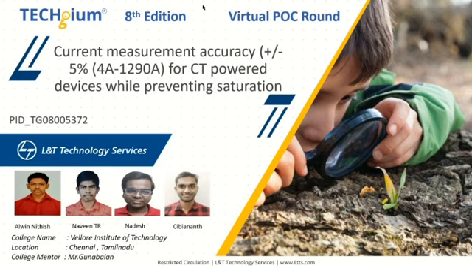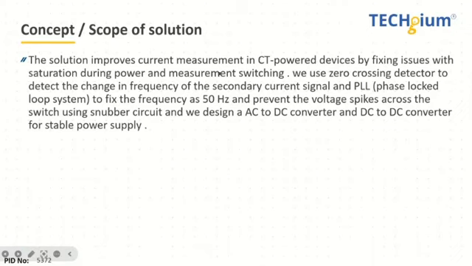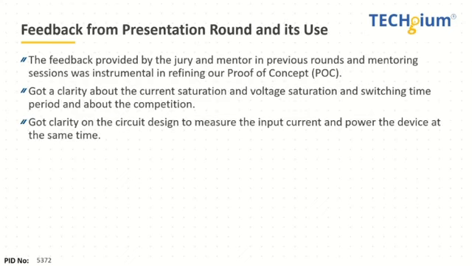We take the problem statement of current measurement accuracy for CT powered devices while preventing the saturation. Our concept and scope of solution is we are using a zero crossing detector to detect the change in frequency of the secondary current signal, and a phase locked loop system to fix the frequency at 50 Hz, and prevent the voltage spikes across the switching using a snubber circuit. We also design an AC to DC converter and a DC to DC converter for a stable power supply.